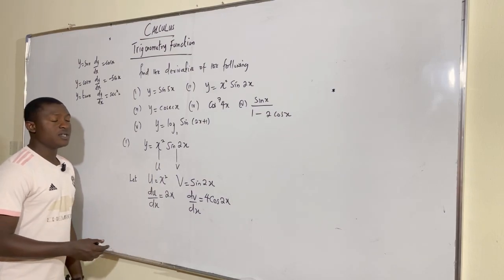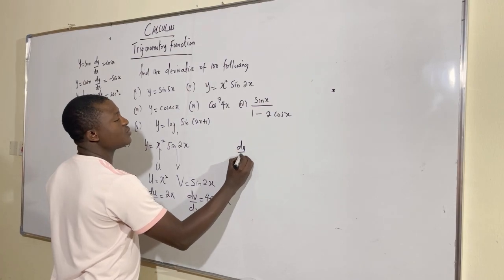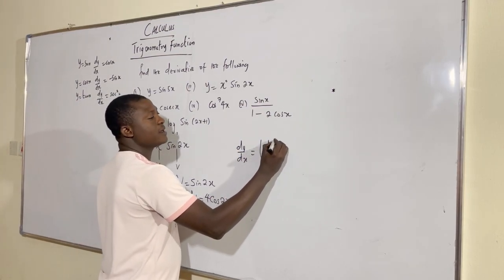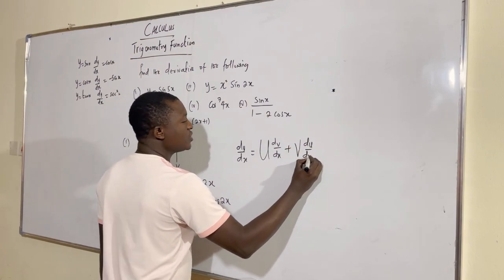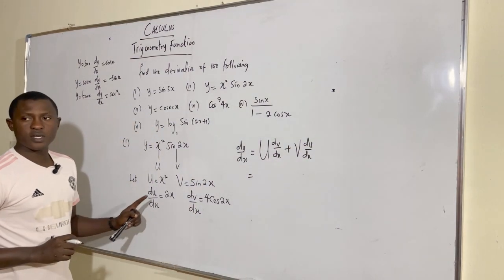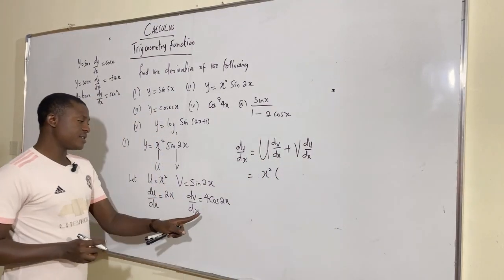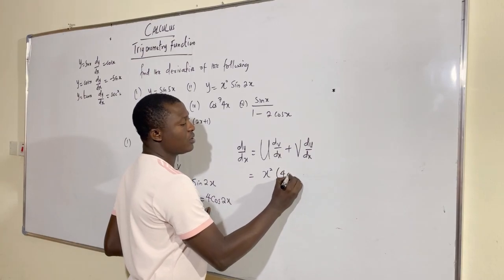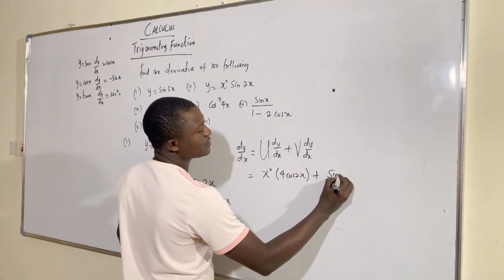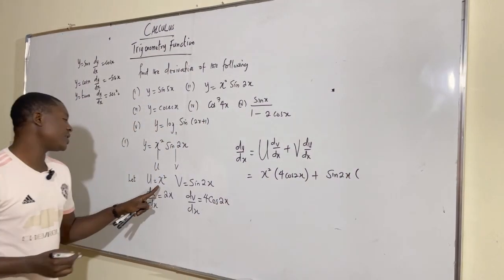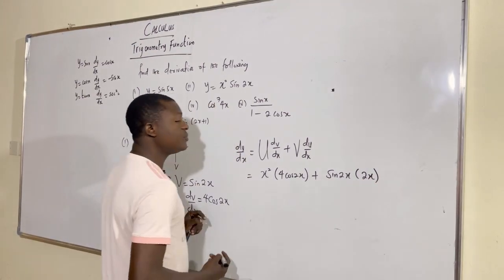So what is the next step now? The next step is to multiply them together using the formula for the product. dy dx is equal to u dv dx plus v du dx. So from here, what we have for u is x squared. So I can have x squared times dv dx, which is 4 cos 2x, plus v, which is sine 2x, times du dx, which is 2x.